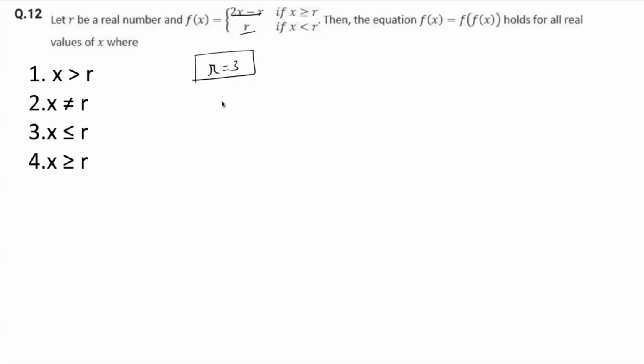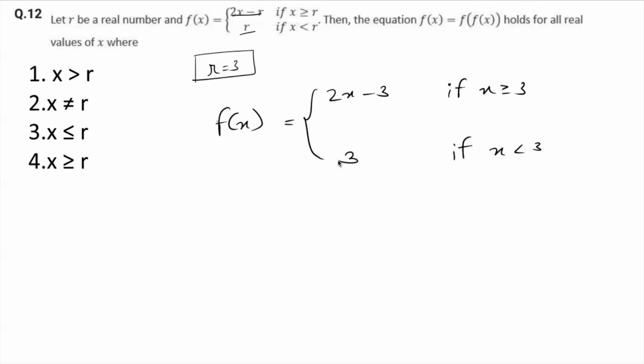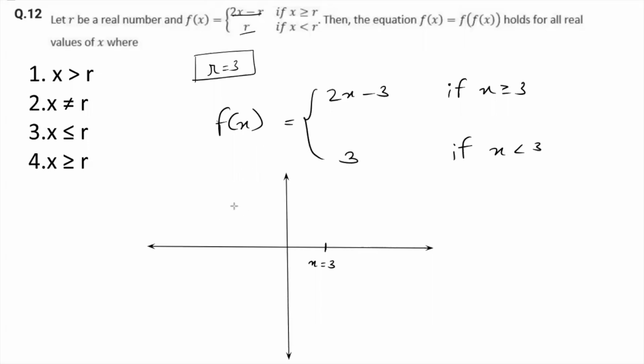Okay, so for us now, the question becomes f of x is equal to 2x minus 3 if x is greater than or equal to 3, and it is equal to 3 if x is less than 3. So if you draw the graph for this, guys, we'll consider the value x is equal to 3, and up to x is equal to 3, the graph value is equal to 3. f of x is equal to 3.